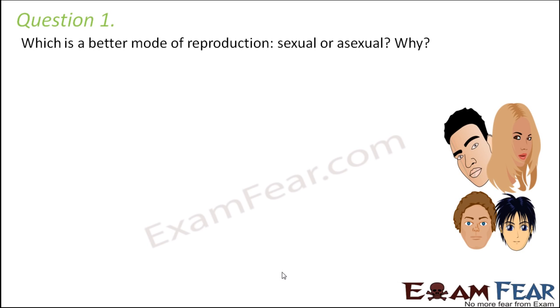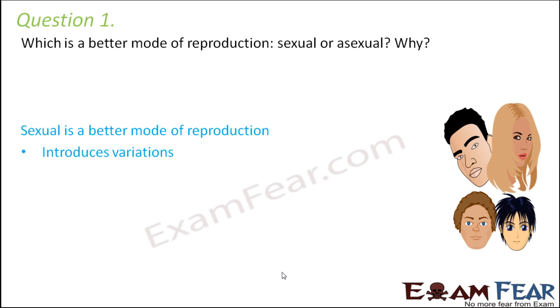Now if you look at both the modes of reproduction, both sexual and asexual, you will see that both have their own benefits as well as disadvantages. However, if you have to choose one of them, I think sexual mode of reproduction is a better mode of reproduction because it introduces variations. Now, as I said, in asexual reproduction, the new organisms which are produced are exact copies of their parents. So there is no variation at all.